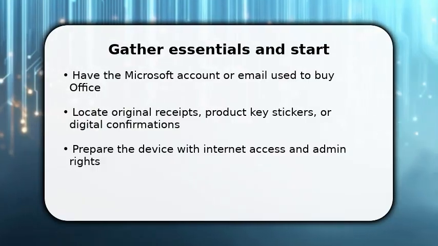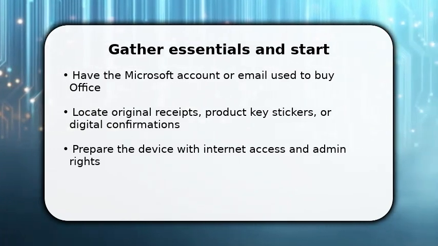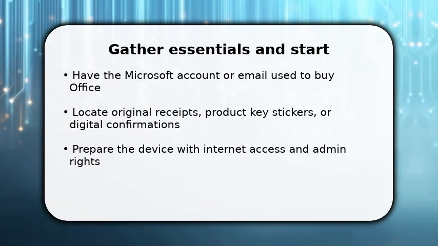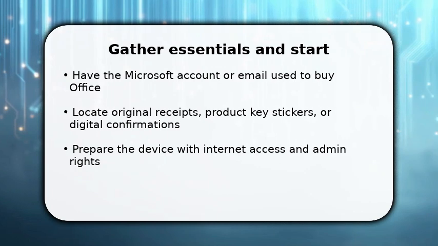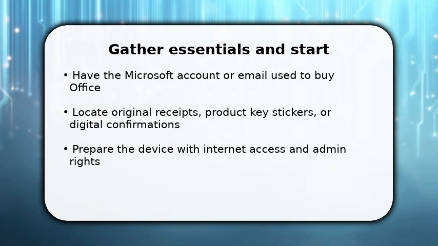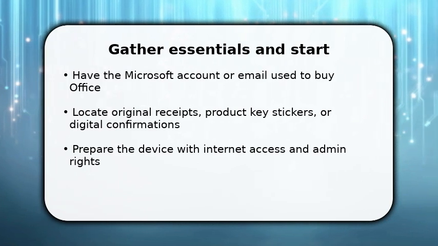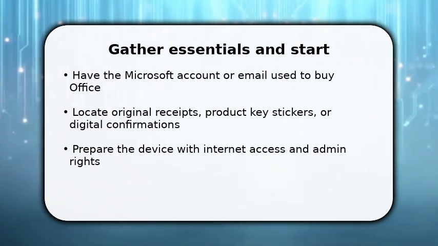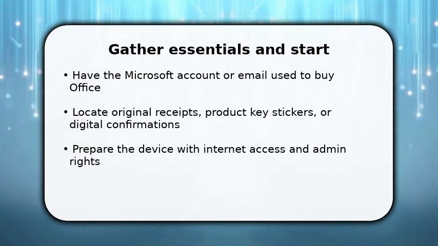You'll begin by confirming accounts and proofs of purchase, because that's how Microsoft links keys to you. Sign into the Microsoft account you used to buy Office. Once signed in, open Services and Subscriptions to check existing licenses. If you have a product key from a sticker or receipt, photograph it now. Make sure the device has stable internet and admin rights so you can run commands or installers immediately without delays.